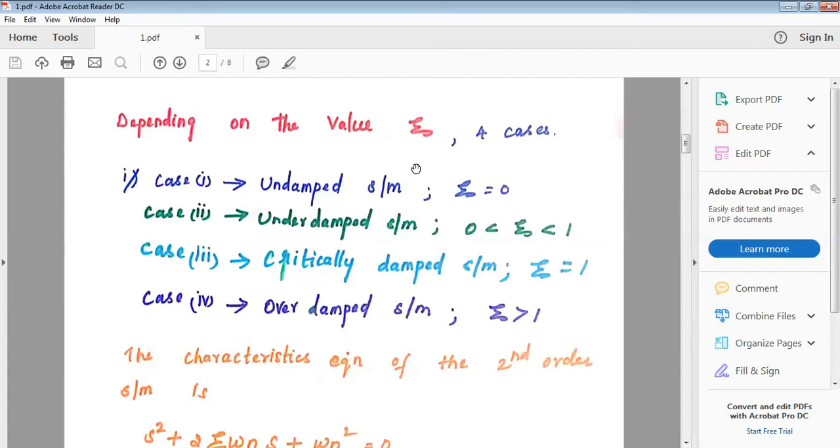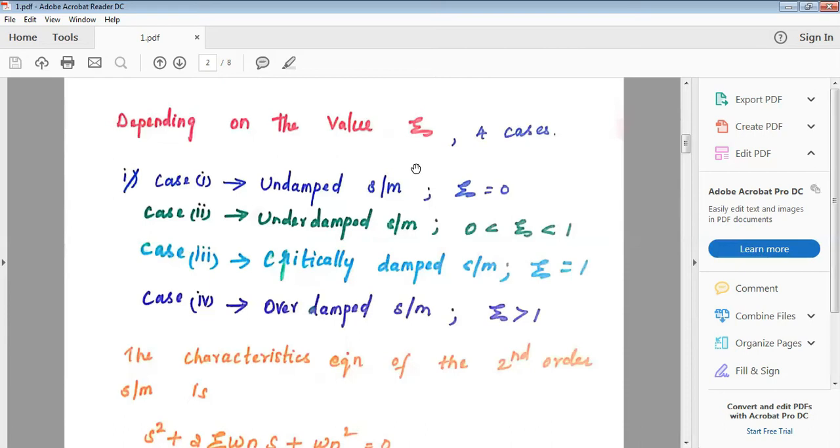So next one is the underdamped system. In the underdamped system, the theta value lies between 0 and 1, so 0 less than theta less than 1. The system will oscillate, but the amplitude of oscillation gradually decreases to 0, right? But in the undamped condition, there we have a natural frequency, and in the natural frequency there will be no decay in the amplitude.